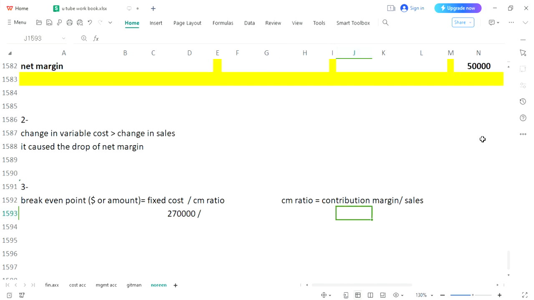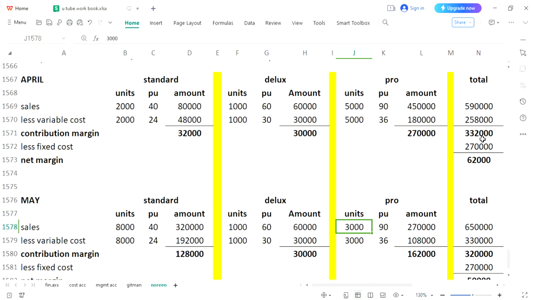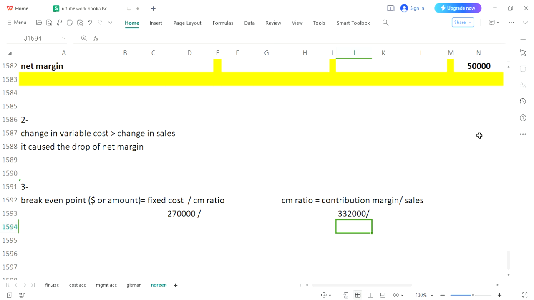So we can put 332,000 over here divided by sales of April. Let's see. This is April and sales are 590,000. So we can put 590,000 over here. Okay, statement completed. Now put it on your calculator: 332,000 divided by 590,000. In this way we have got our CM ratio, and the same CM ratio will be put over here, 0.56271.